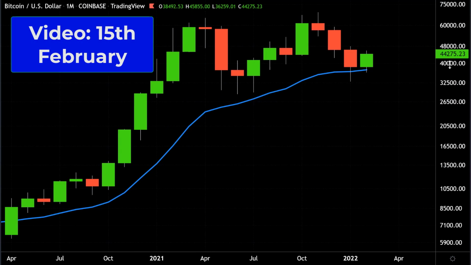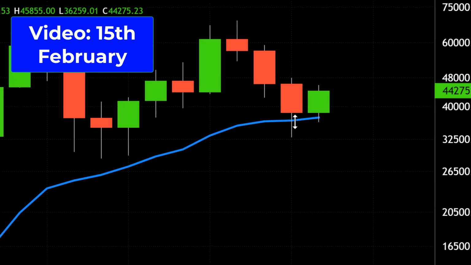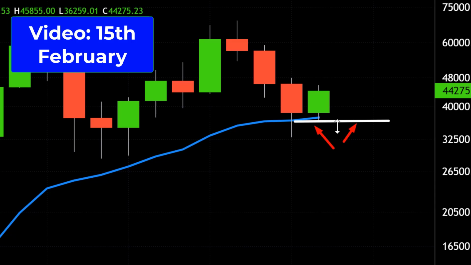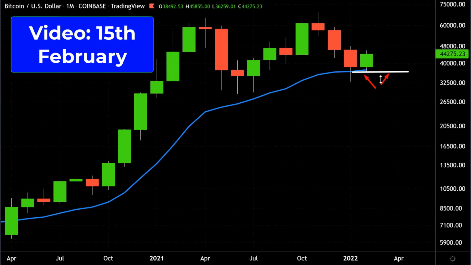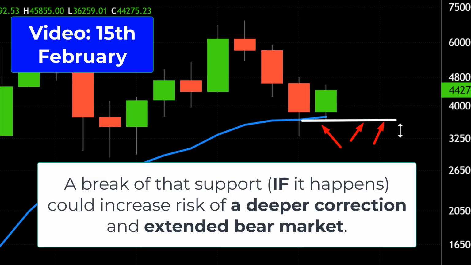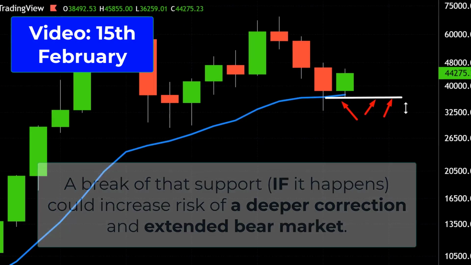If we saw a repeat of 2018 and 2014, for example, let's say, for example, Bitcoin instead, let's draw a line across this low here and the 21 monthly EMA. If instead Bitcoin were to break the support, if Bitcoin were to break this support level here at the monthly lows and the 21 monthly EMA here just near 36,000, then a sustained break of that support level could increase risk quite significantly to the downside, like we saw in previous examples. In other words, guys, if this support level were to break, then it could increase the risk of a much deeper correction and a more extended bear market that could last several more months into this year.